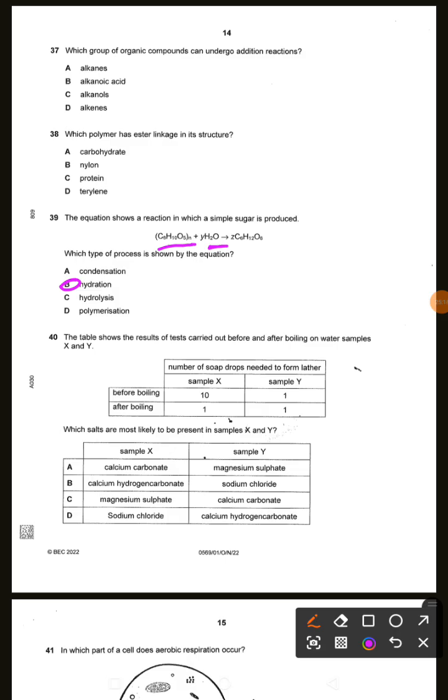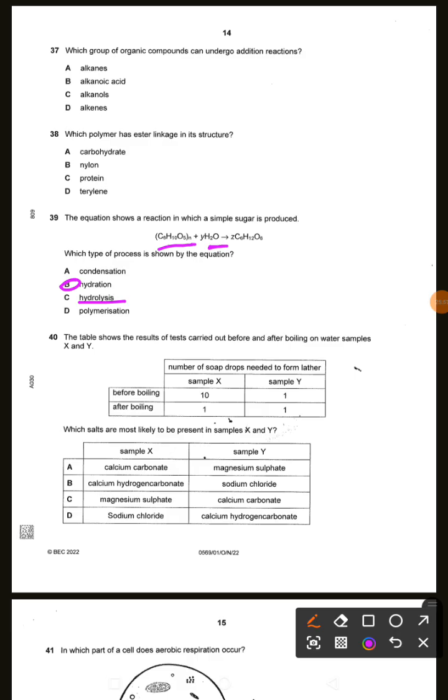If you are breaking down a compound using water, then you have hydrolysis, like electrolysis. Remember, electrolysis is the breaking down of ionic compounds, and the same applies here. If you have a large organic compound that you are breaking using water, like the digestion of carbohydrates to glucose, then you have hydrolysis. But if you are forming a compound by adding water onto a reactant, then that's hydration.